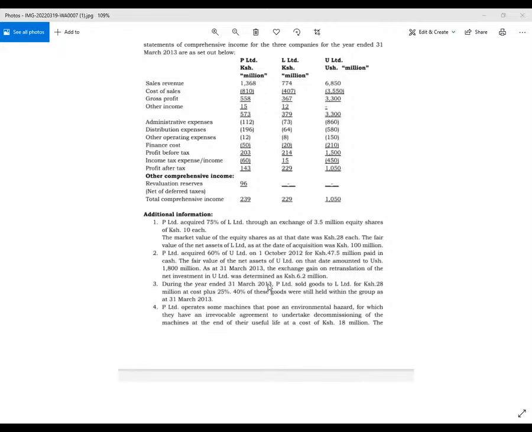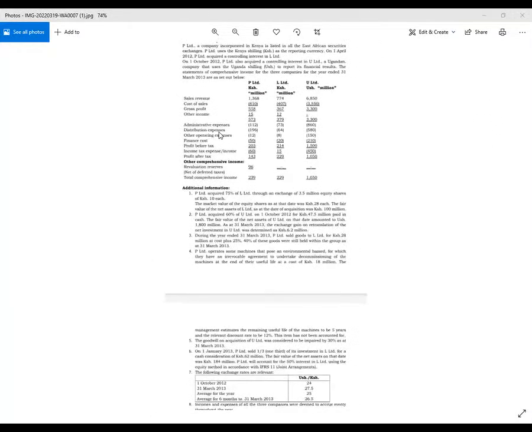We are told P Limited operates some machines that pose an environmental hazard for which they have an irrevocable agreement to undertake decommissioning of the machines at the end of their useful life at a cost of 18 million. They're telling us something very nice here, that the management estimates the remaining useful life of the machines to be 5 years and the relevant discount rate to be 12%. This item has only been accounted for.